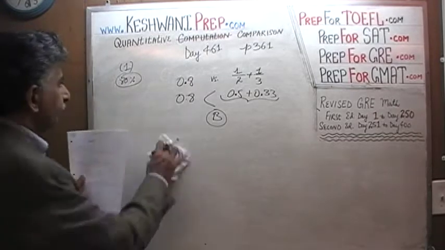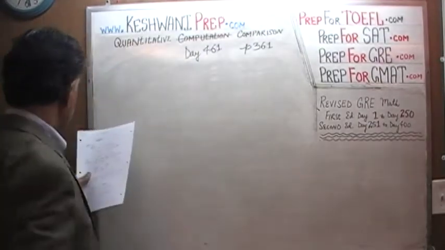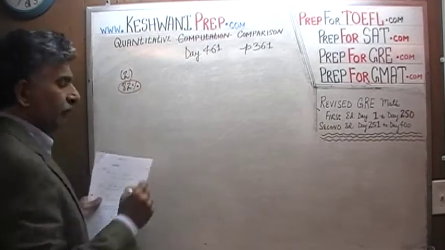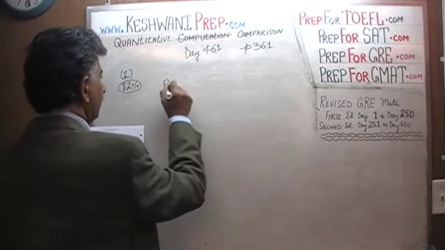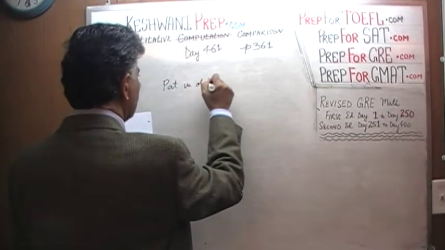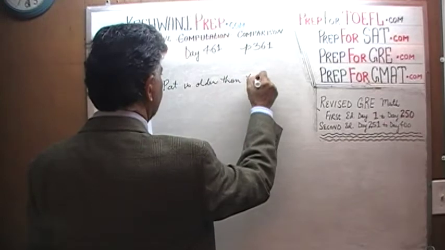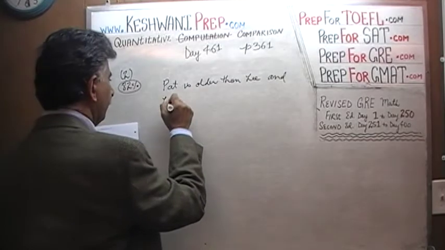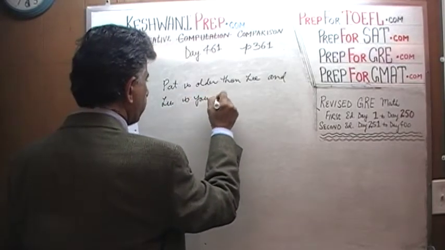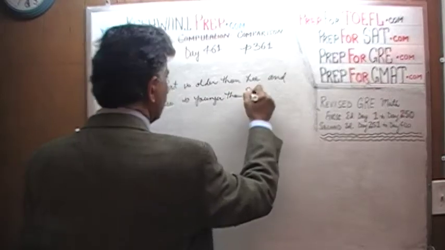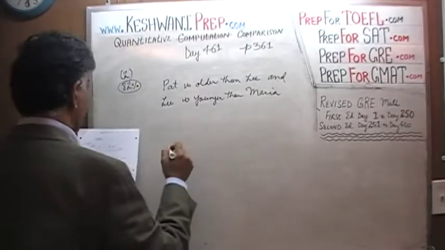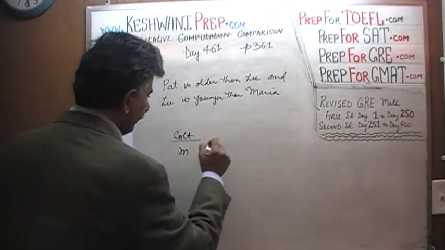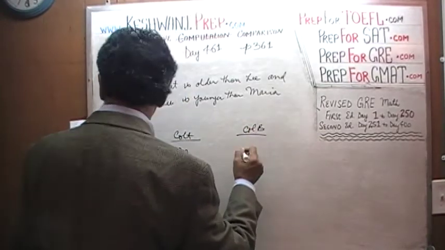Problem number 2. The percentile for problem number 2 is 82%. We are told that Pat is older than Lee, and we are told that Lee is younger than Maria. And what we're being asked to compare are the ages of Maria and Pat.